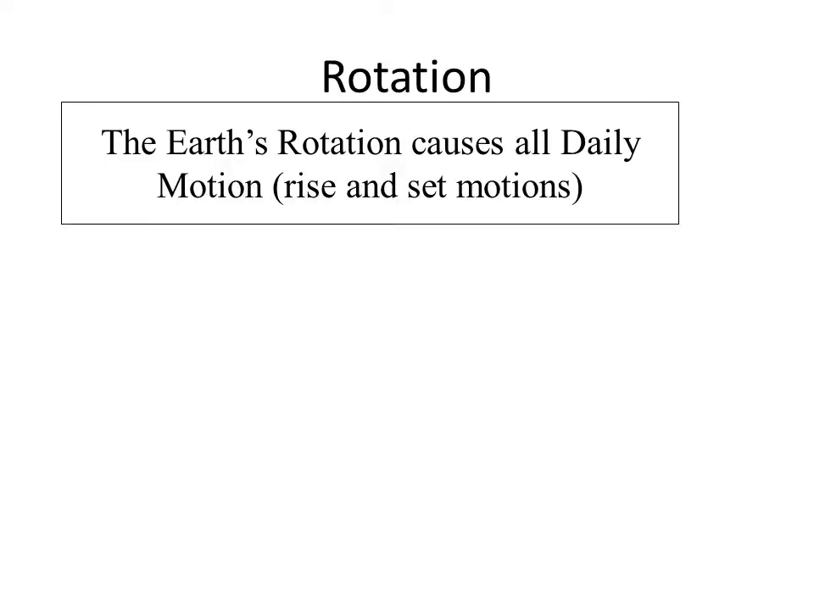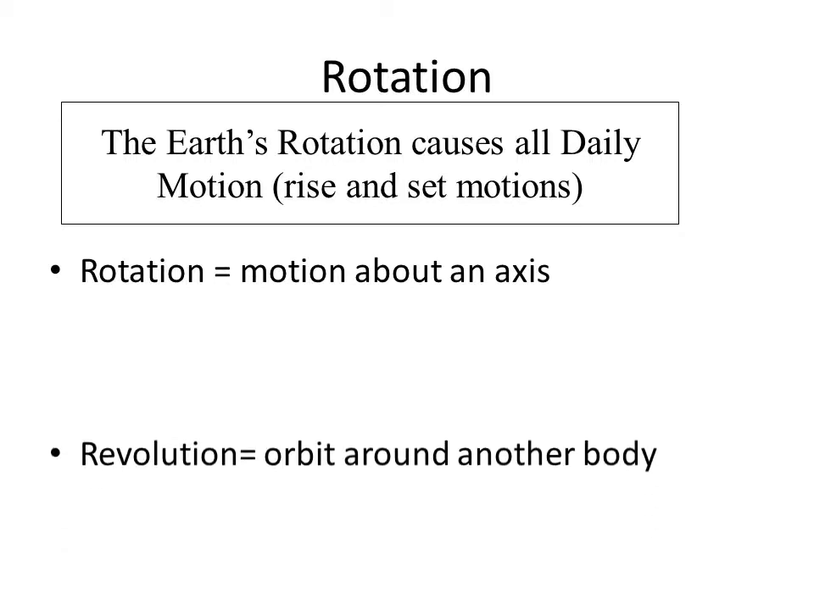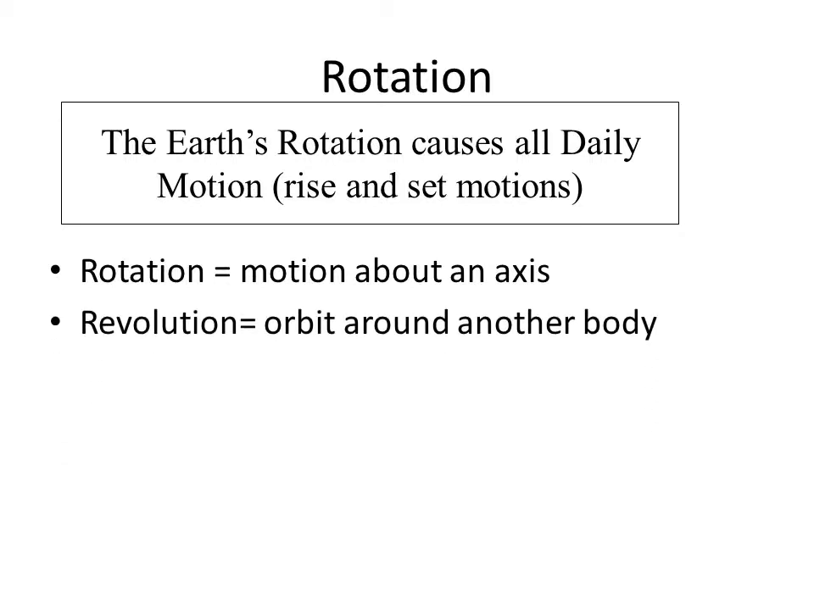Now you're going to think I'm being picky about this, but we need to be specific about what's rotation and what is revolution. The Earth's rotation is what causes all daily motion, the rising and setting of the sun and everything else. The rotation is its motion around the axis that goes from the North Pole to the South Pole.